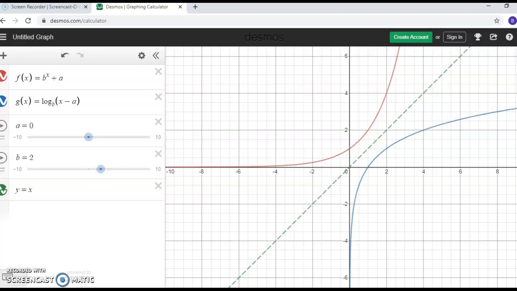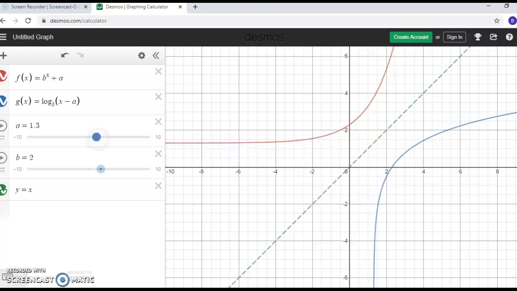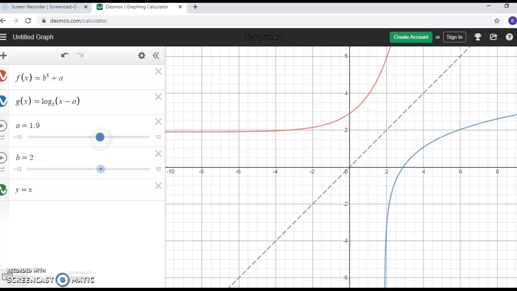So what happens now if I change the a value? Based on this, I would expect my graph to move up or down, depending on what a is. And here I would expect my graph to move left or right. So let's move it over a little bit. There we go. Let's say at 2. Now that moves my horizontal asymptote for the exponential function over to 2. But for the log function, it moves my vertical asymptote over to 2 as well.